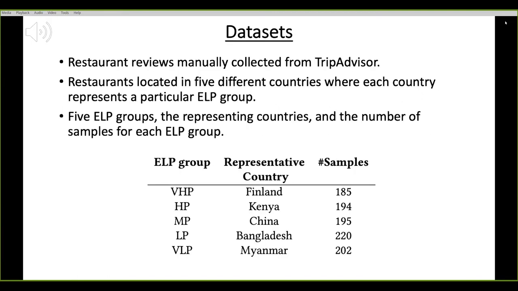The restaurant reviews are manually collected from the TripAdvisor website. TripAdvisor is a popular travel website that contains thousands of reviews of various restaurants across the world. Here, we select one country for each of the ELP groups. For example, Finland represents the very high proficiency English group. Kenya represents the high proficiency group. China represents the moderate proficiency group. Bangladesh and Myanmar represent the low proficiency and very low proficiency groups respectively. The number of samples of each group is shown in the table. All of the groups contain around 200 reviews.